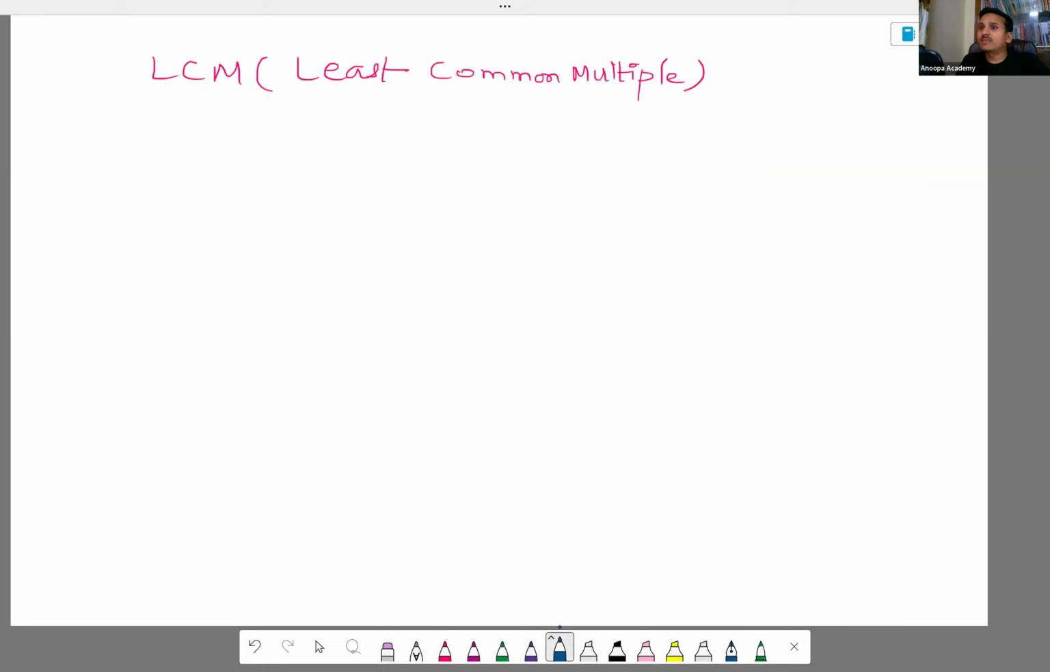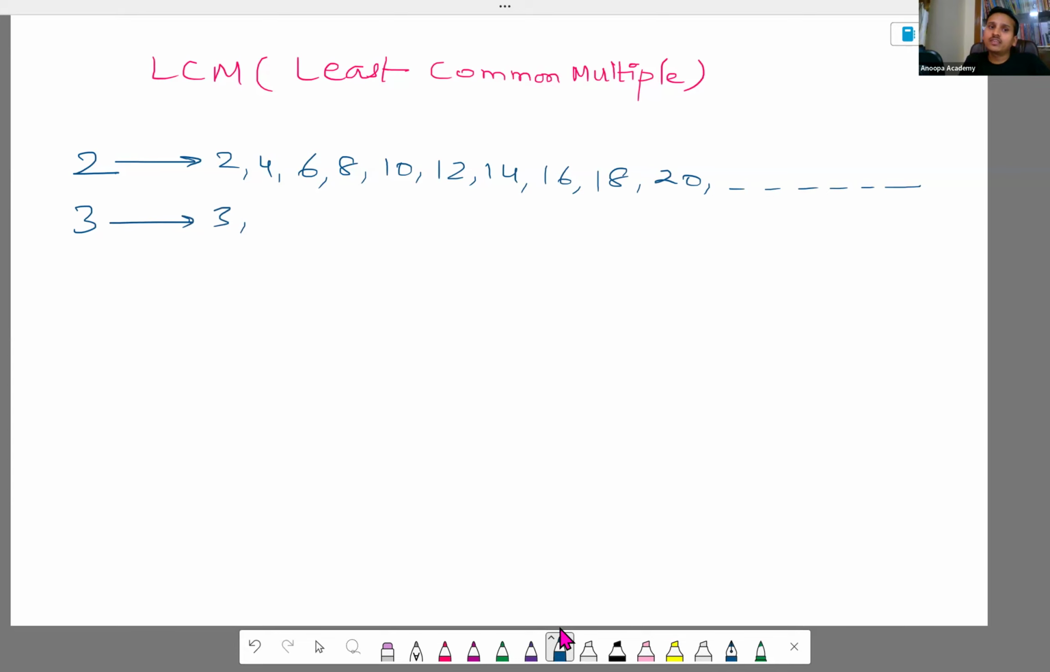Okay. So for this also I'll take some example. Let me take 2 and 3. What are the multiples of 2? 2, 4, 6, 8, 10, 12. I can keep writing, but it is enough. Okay. For 3, what are the multiples of 3? 3, 6, 9, 12, 15, 18, 21, 24, 27, so on. I can keep writing multiples, right? Yes or no, everyone?